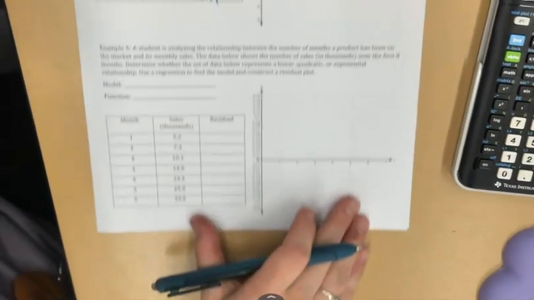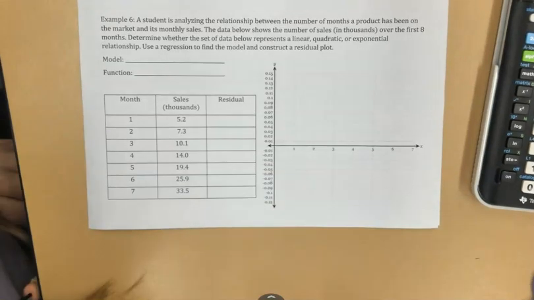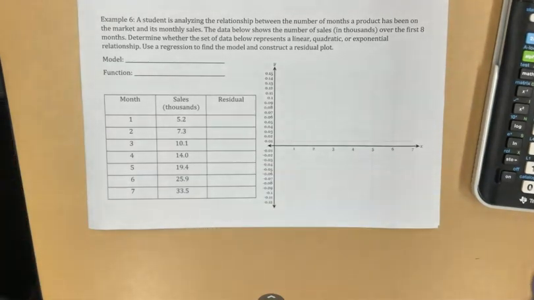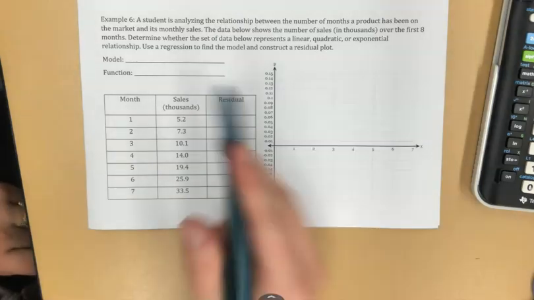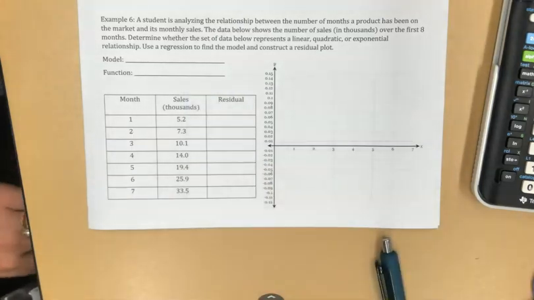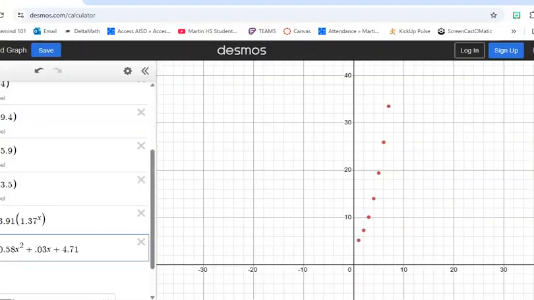Okay, final question for this section. A student is analyzing the relationship between the number of months a product has been on the market and its monthly sales. Here we've got some data. So first we need to determine the kind of model that it is. So I'm going to graph that in Desmos. And here I have those points.